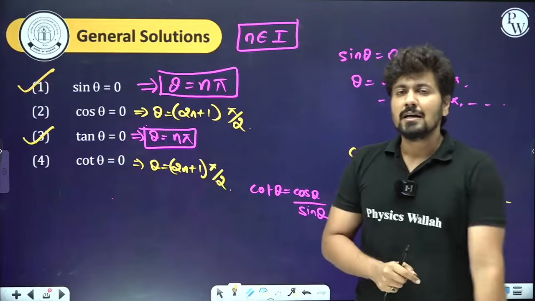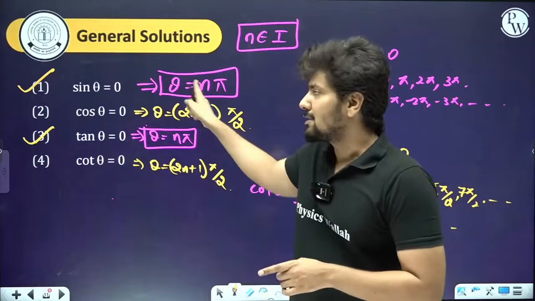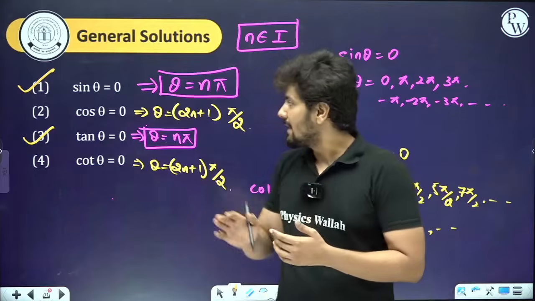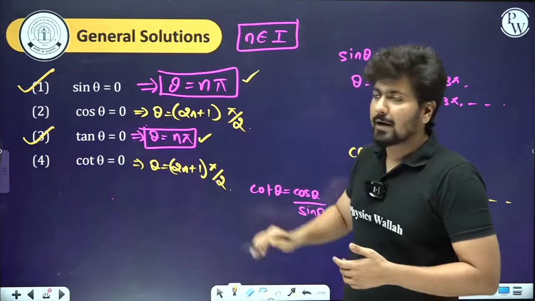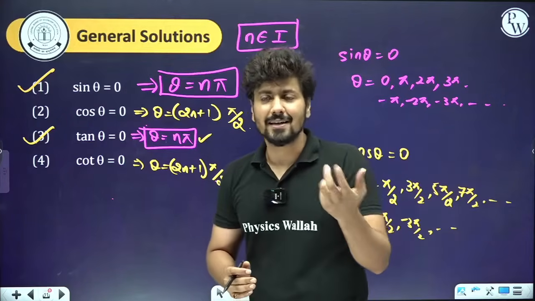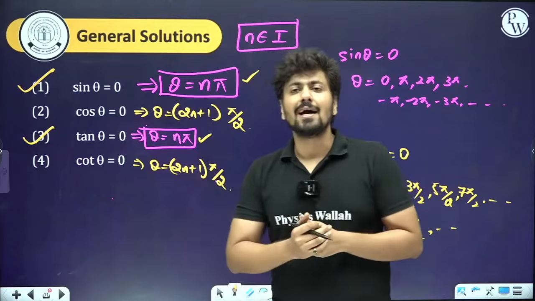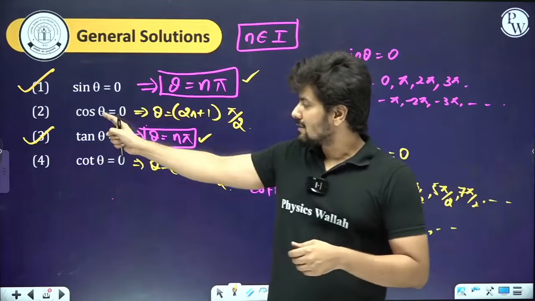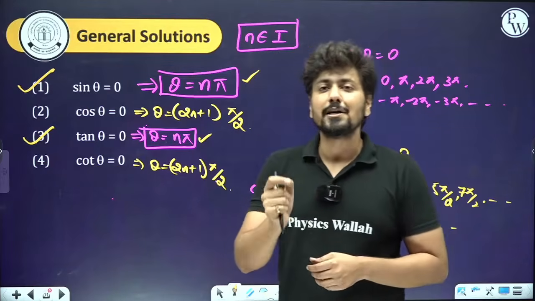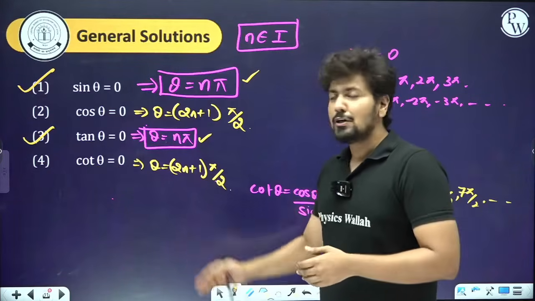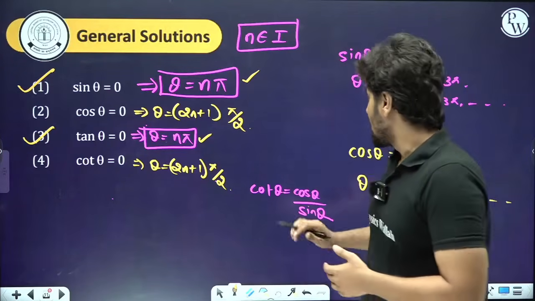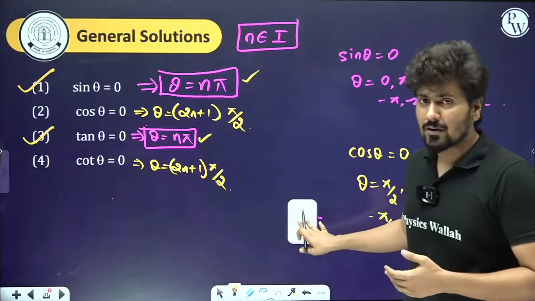So always remember that sin theta becomes 0 at theta is equal to n pi, and tan theta also becomes 0 at theta is equal to n pi. Basically we call it integral multiple of pi, where n is an integer, right? So sin theta and tan theta are 0 at integral multiples of pi, and cos theta and cot theta are 0 at odd multiples of pi by 2, which we write as 2n plus 1 multiplied by pi by 2. Okay, very simple.